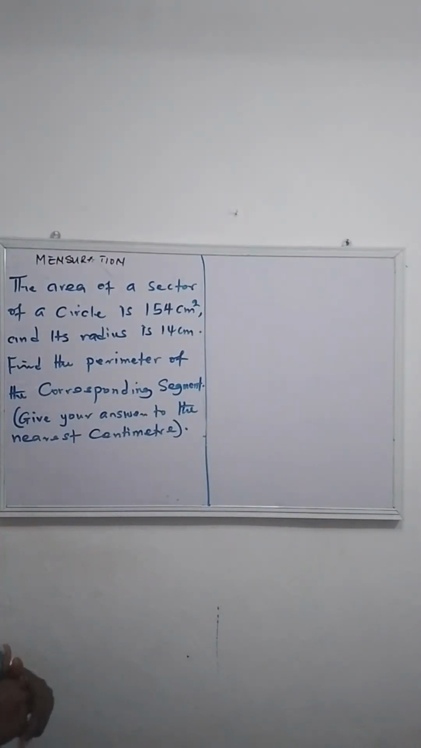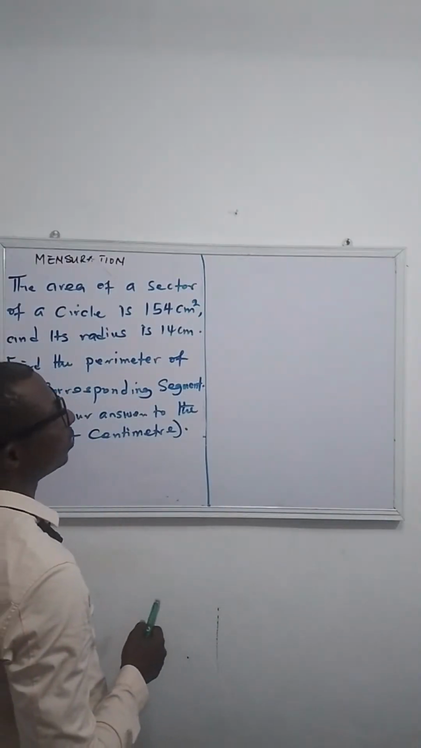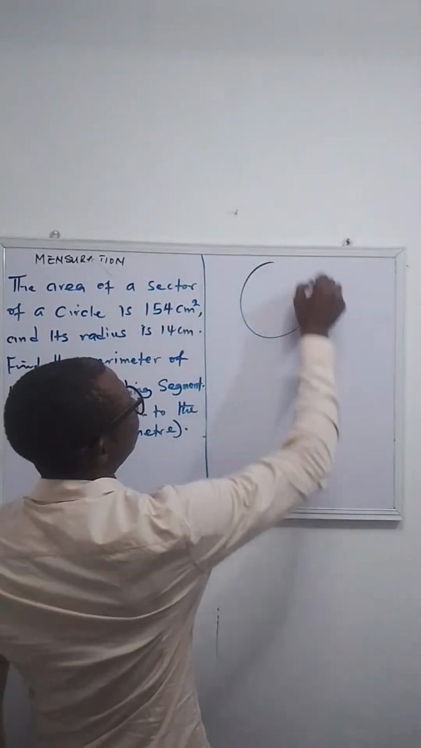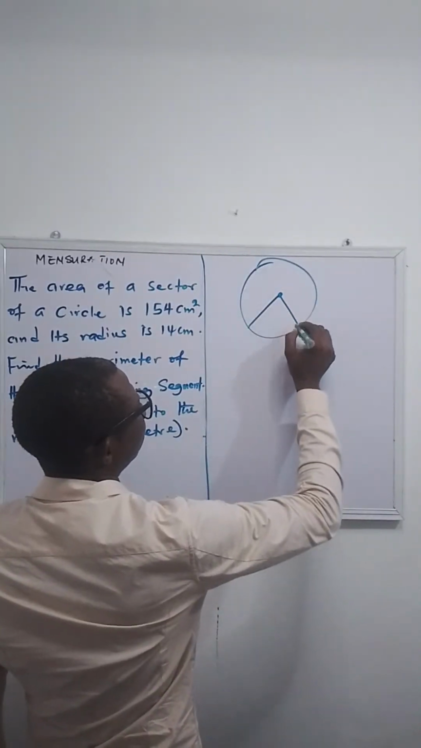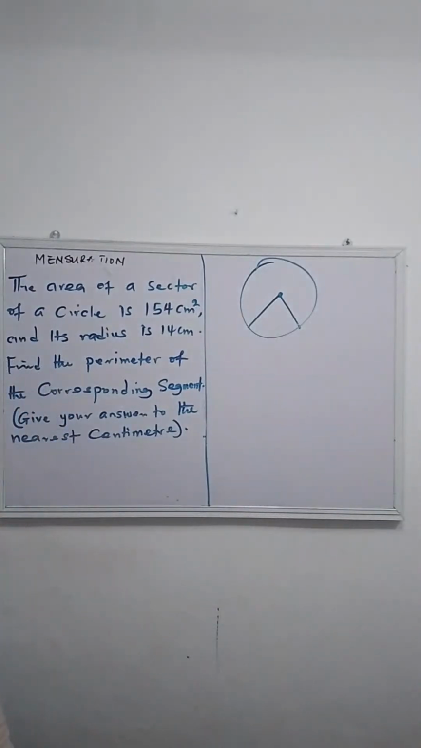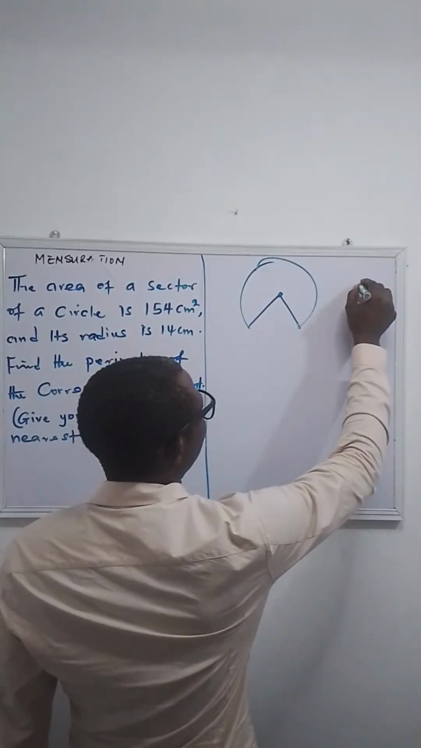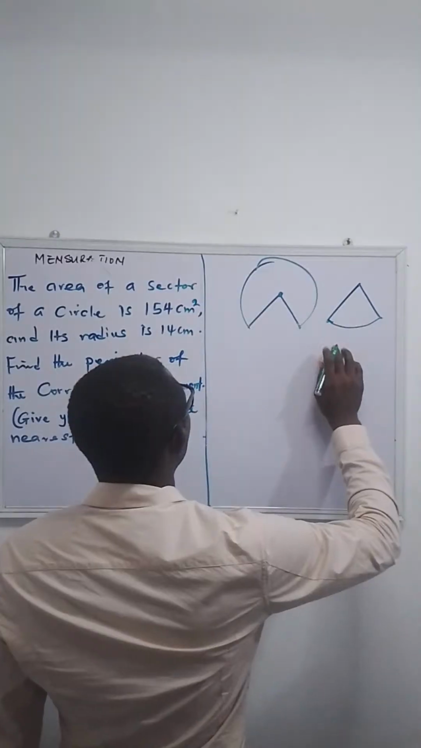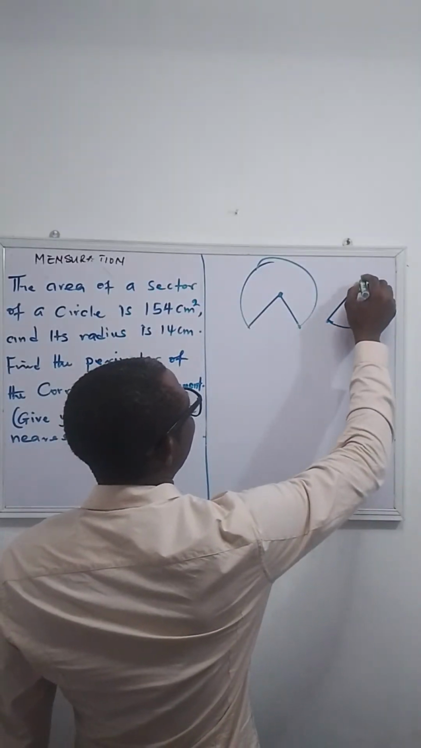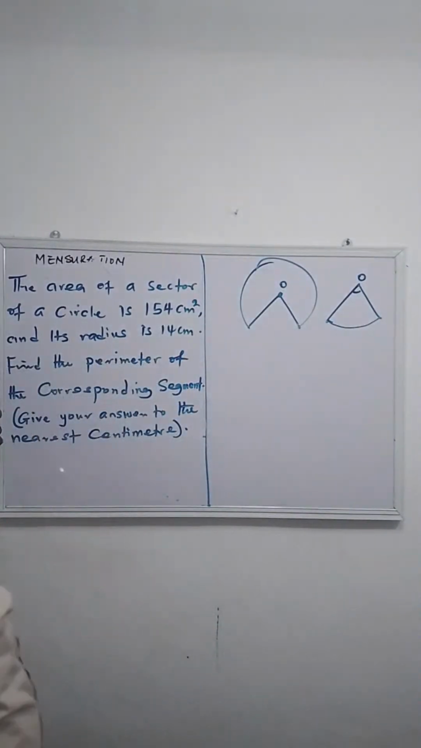Now the area of a sector is 154 centimeters square. Look at it. How does a sector look? This is the center of the circle, and this is the sector. Let me bring out the sector here. It looks like this. We call it the minor sector. An angle is subtended at the center of the circle.